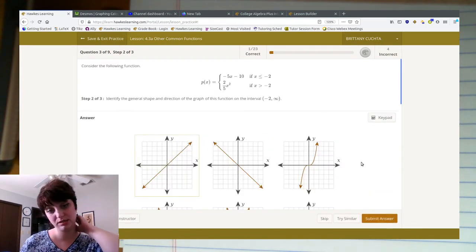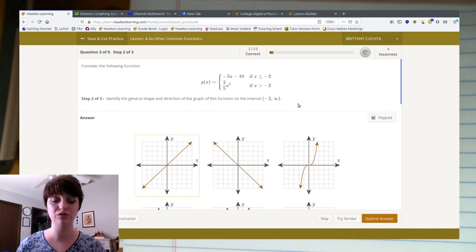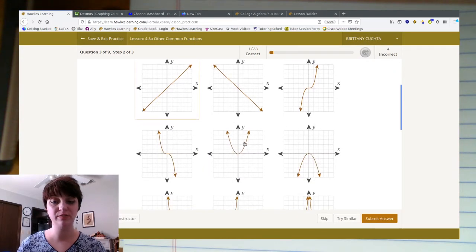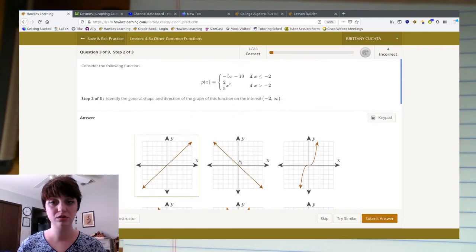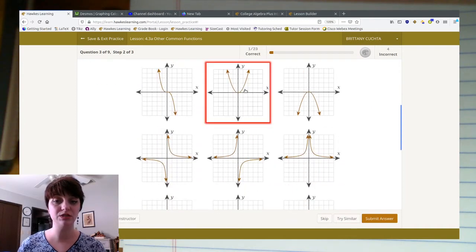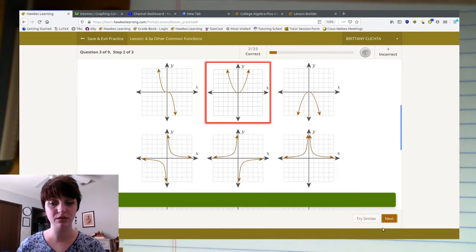Okay, next they ask you to do it on negative 2 to infinity, so the second region. This is a parabola because it's x squared, so it has to be either this one or this one. Those are our 2 options. Of those, this has a positive a value. That means it opens up. So it has to be this one because this is the parabola that opens up. So submit, and that one was right.